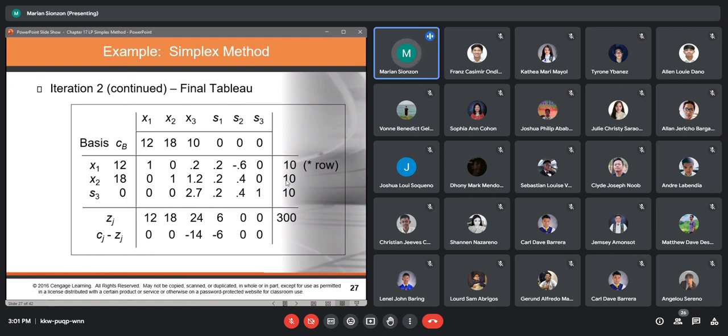What's your optimum solution? X sub 1 equals 10. X sub 2 equals 10. And your slack variable S sub 3 will have a value of 10. Did you get it? Did you understand our discussion?